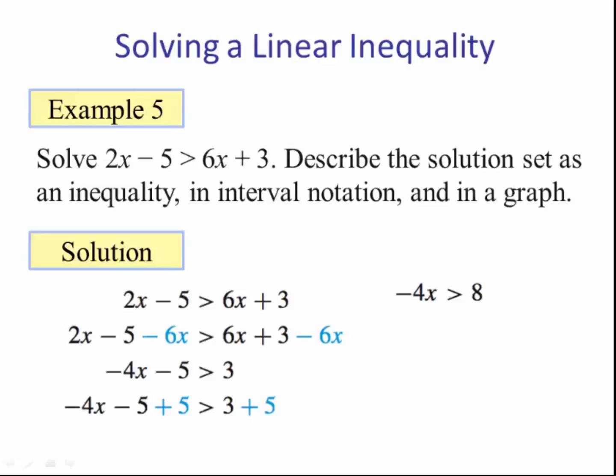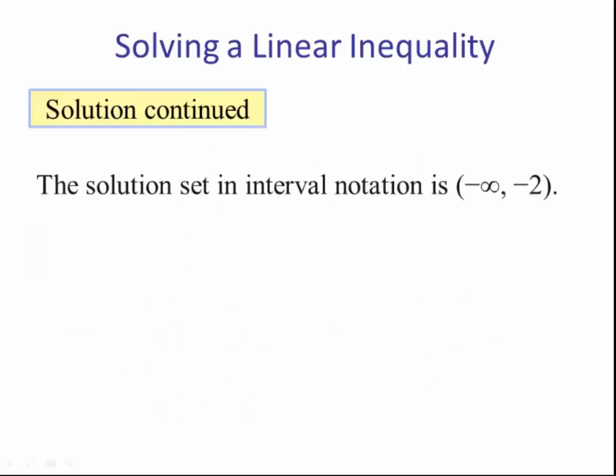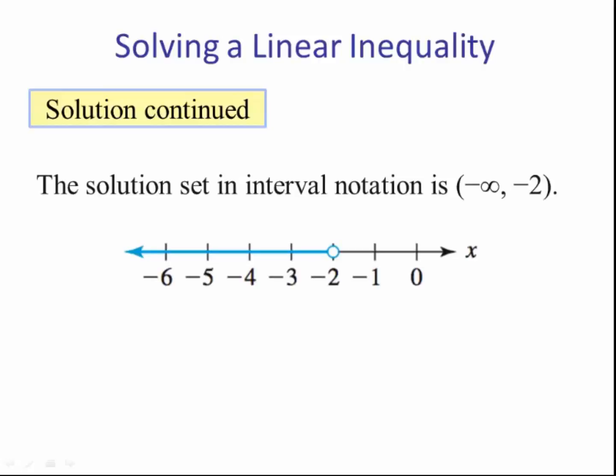Divide by negative 4, and don't forget to flip the sign because we're dividing by a negative number, and we're left with x is less than negative 2. So the solution set is all numbers less than negative 2, and in interval notation that would be parenthesis negative infinity, comma, negative 2, parenthesis. Here's our graph. We want all numbers less than negative 2.